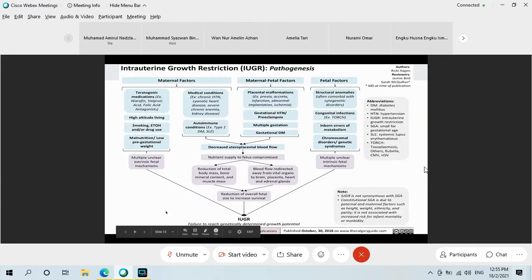Okay, these are actually the summary of what me and my friends have presented just now. I think you can read this on your own because you can see all those factors that can lead to the IUGR. Okay, next slide.